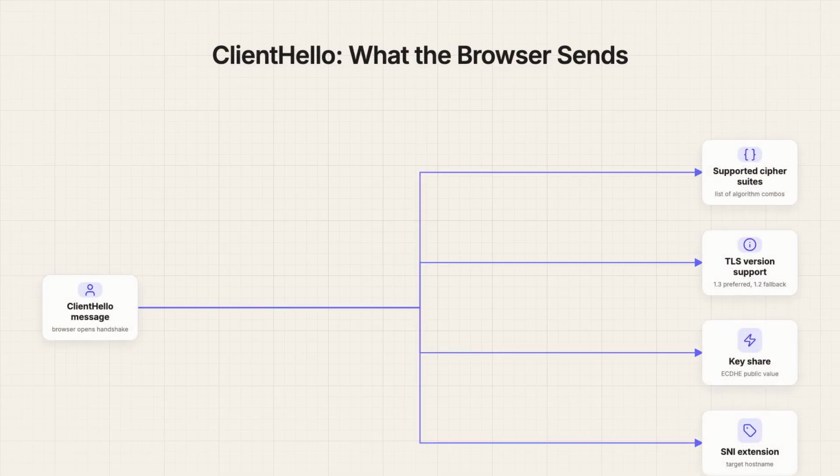The client hello is the browser's opening offer. It fans out across several fields: the list of cipher suites it supports in preference order, the highest TLS version it can handle, an ephemeral public key value for the key exchange, and a server name indication extension telling the server which hostname it wants. The server reads all of this and picks the best options it also supports.